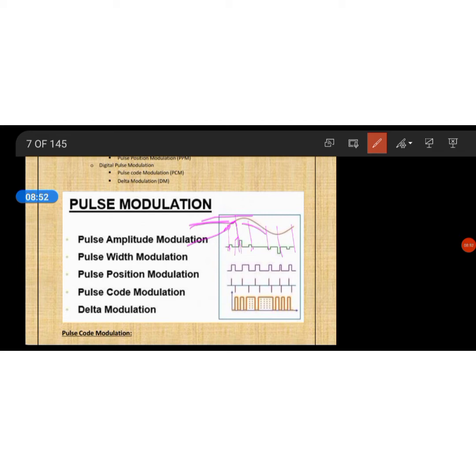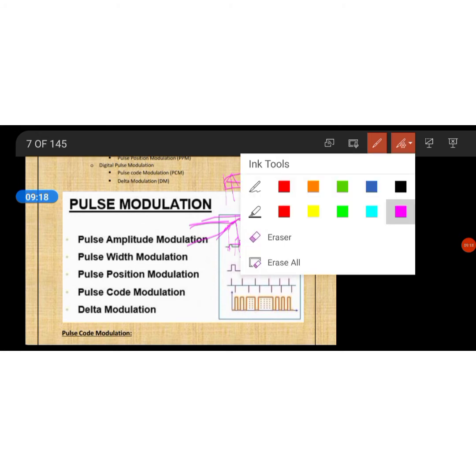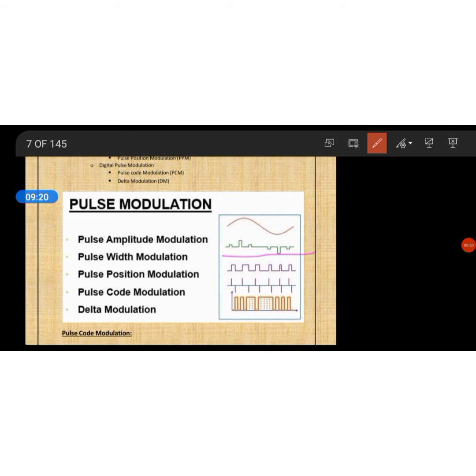At this instant, the amplitude is decreasing. This is increasing, this is decreasing, and again increasing. So decreasing means the amplitude will be decreased. Here also the amplitude will be decreased. So the amplitude of the constant carrier pulses is varied with respect to the instantaneous value of the message signal. This is called pulse amplitude modulation.